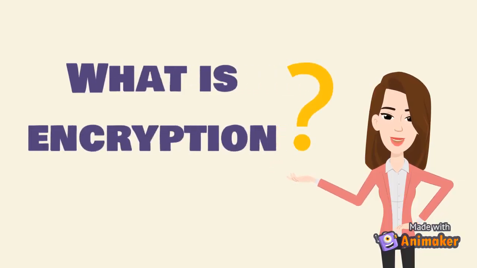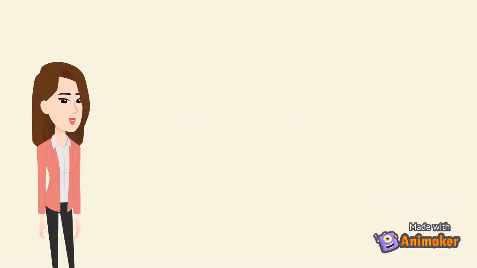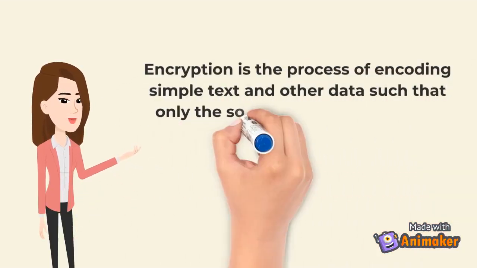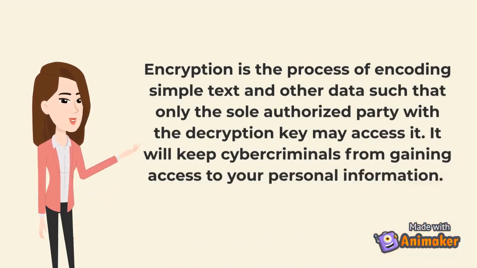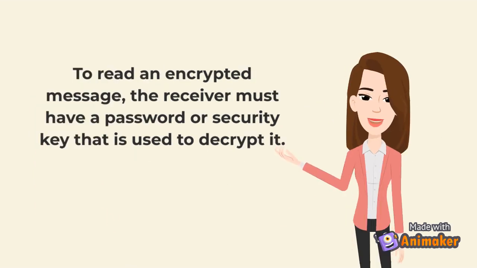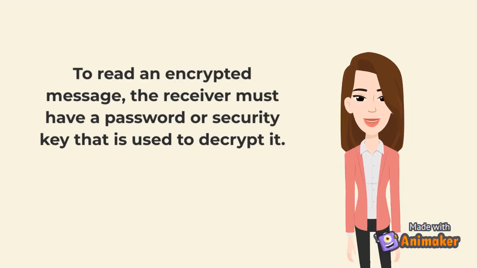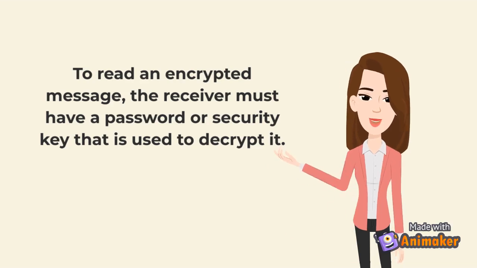Now, we are going to talk about encryption. Encryption is the process of encoding simple text and other data such that only the sole authorized party with a decryption key may access it. It will keep cybercriminals from gaining access to your personal information. In current communication networks, it is the most effective method of achieving data security. To read an encrypted message, the receiver must have a password or security key that is used to decrypt it.